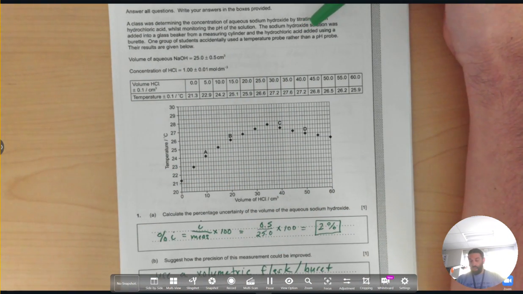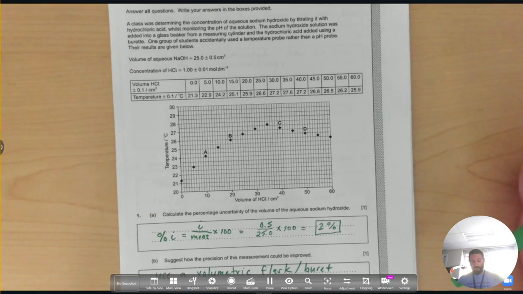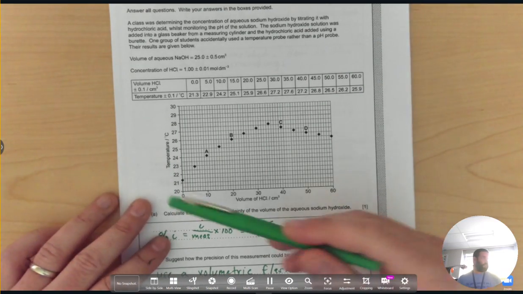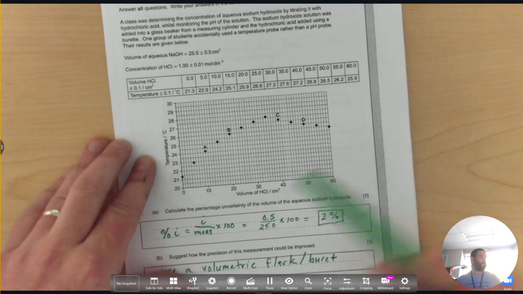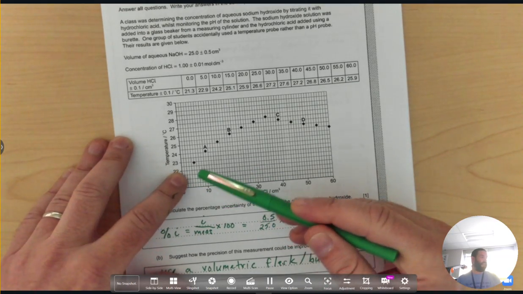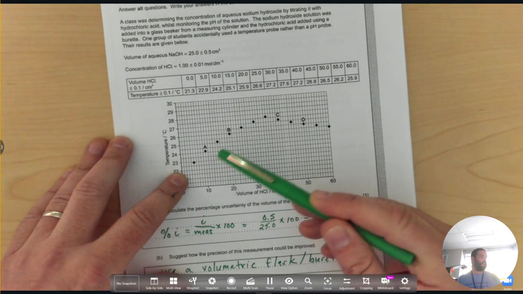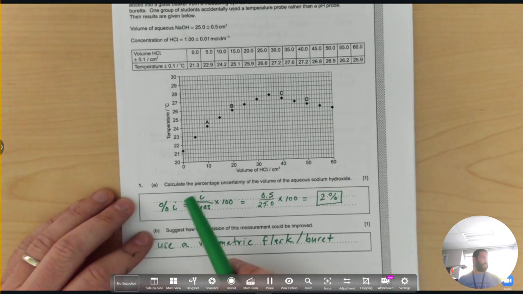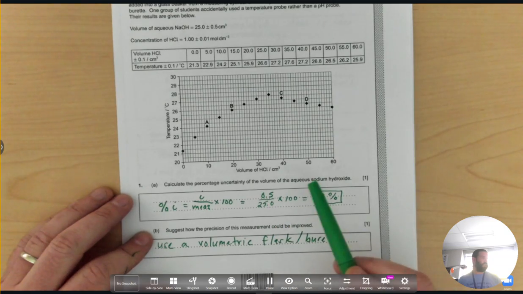It said they were measuring the volume of the acid added to the base using a pH probe, but one group accidentally used a temperature probe. So we have their temperature data. On the graph here, we have temperature on the Y, volume of acid added on the X. You can see as the acid is added, the temperature increases, and we have some points labeled A, B, C, and D.